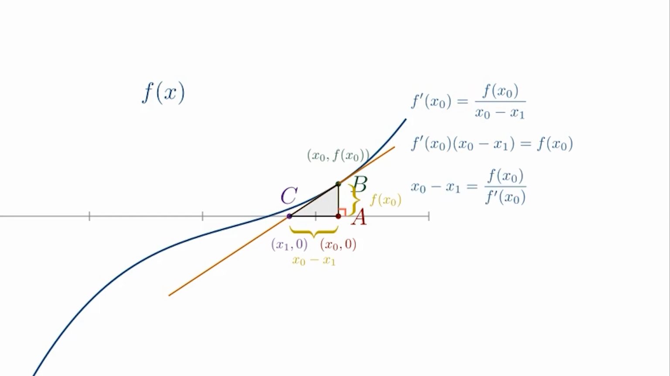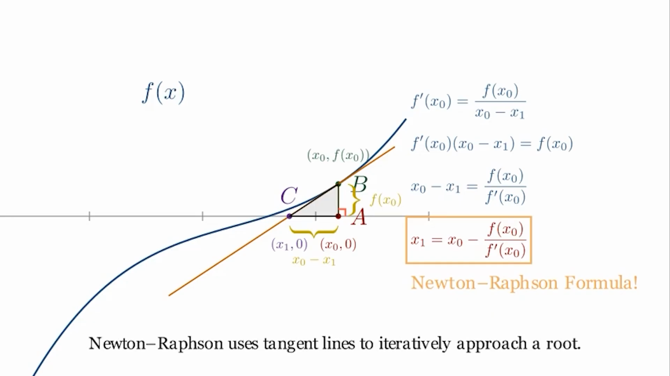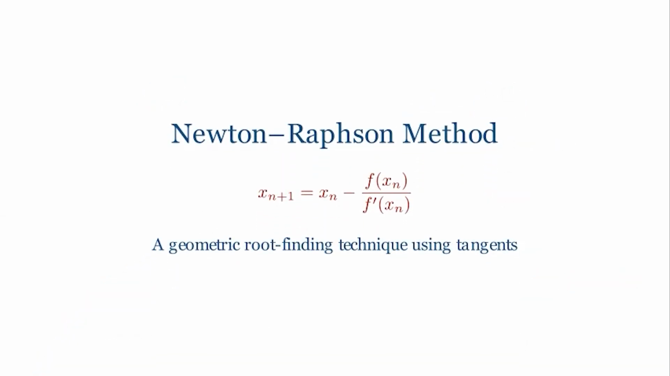By some minor algebraic manipulations, we get to a formula where x1 is equal to x0 minus f(x0) divided by f prime of x0. This is the Newton-Raphson formula. This is nothing but using tangents to iteratively approach a root. We can keep this formula handy for our further discussions.